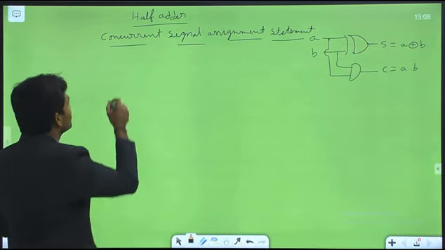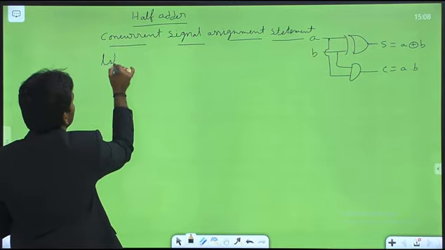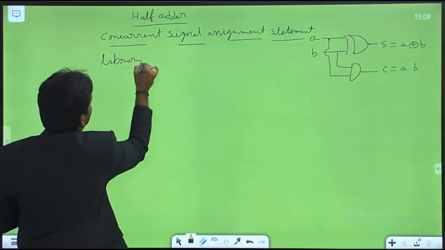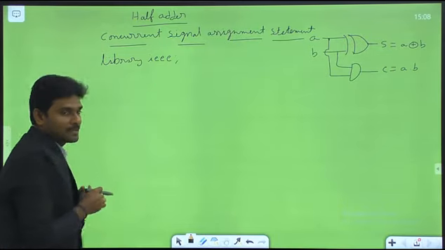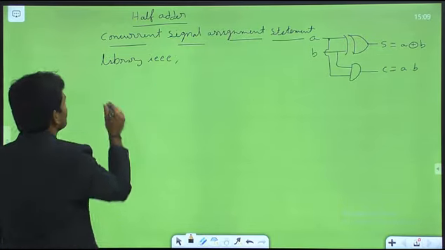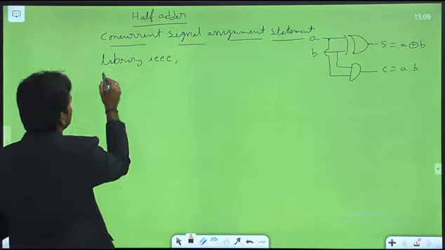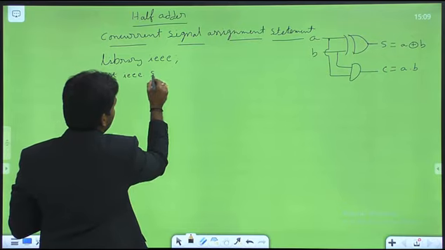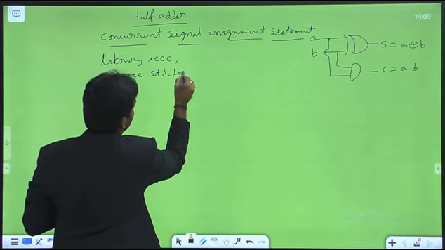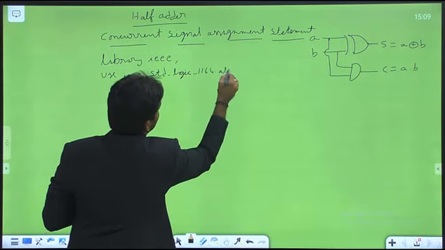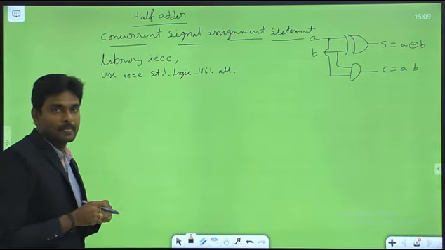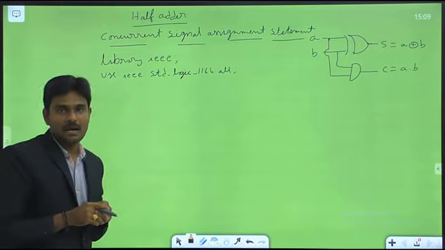We add the library by using the library clause: library IEEE. Next, we add the package by using the use clause: use IEEE.std_logic_1164.all. These two statements are common.